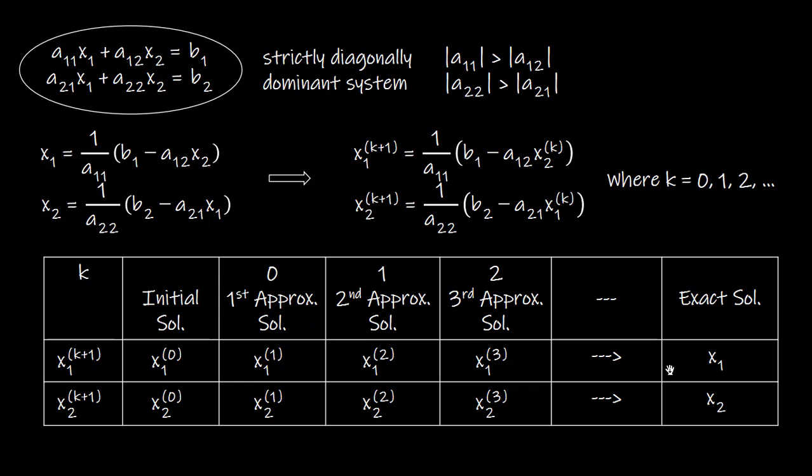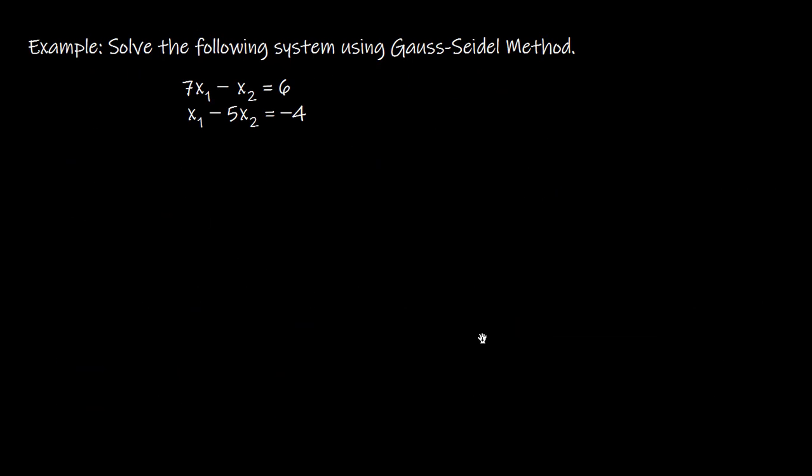And the second option is, if you don't know the exact solution, then you need to take the error between two consecutive approximate solutions. If the difference is very small, then you can take that approximate solution as your required approximate solution. Let's understand this algorithm by taking a system of two linear equations.